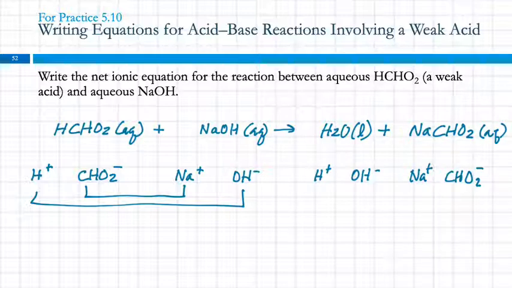So there's my predicted products. We should check to see, is this balanced? Sodium and sodium. There's a CHO2 and a CHO2. And then I've got this hydrogen with that hydroxide making this one right here, so that one's balanced. I can use my little notes down here as my informal complete ionic equation.